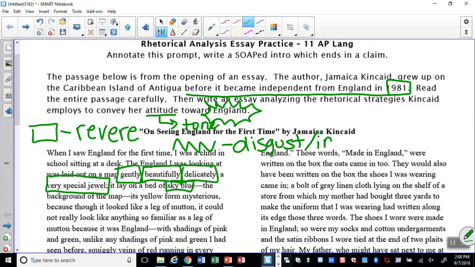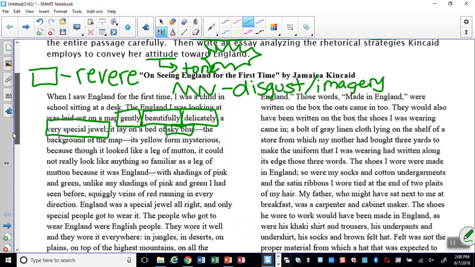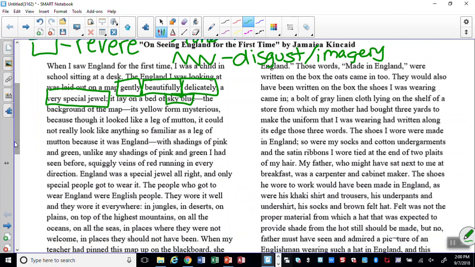I'm also going to put imagery, because there's a lot of colors and it's very vivid. All right, so yellow, and then we've got our leg of mutton, and also this creates a simile. I'm just going to put that on the side so I know what device that is. Shadings of pink and green, and she uses pink and green again, and squiggly veins of red. All of that is just disgusting imagery.